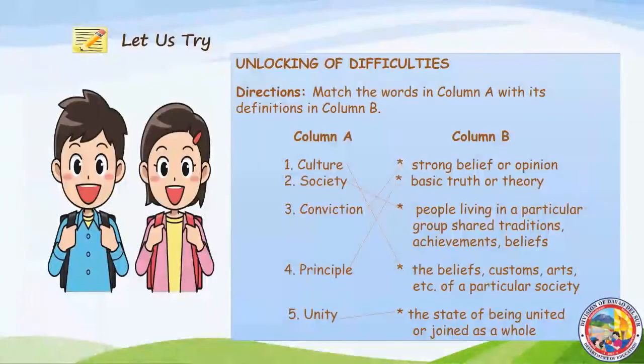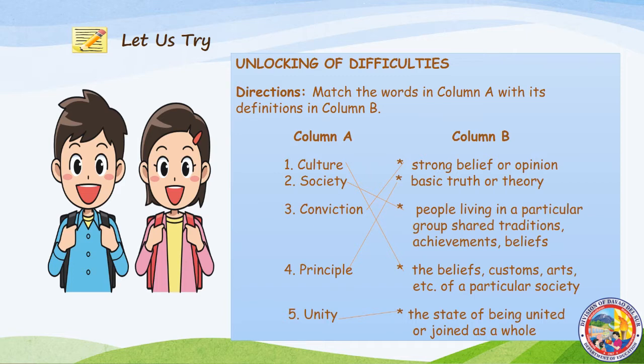Okay, for number 1, culture. It means the beliefs, customs, arts, etc. of a particular society. Number 2, society. People living in a particular group, shared traditions, achievements, beliefs. Number 3, convictions, strong belief or opinion. Number 4, principle, basic truth or theory.